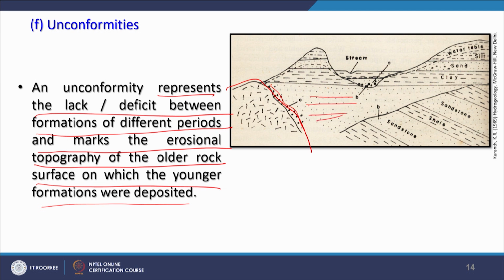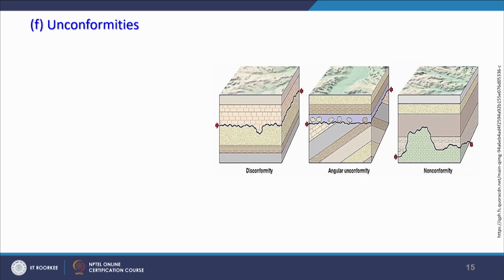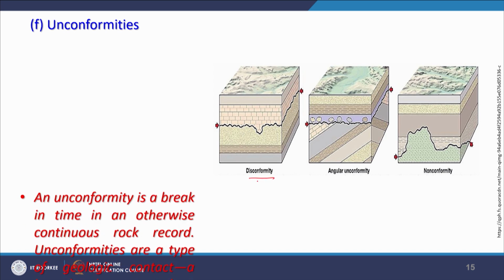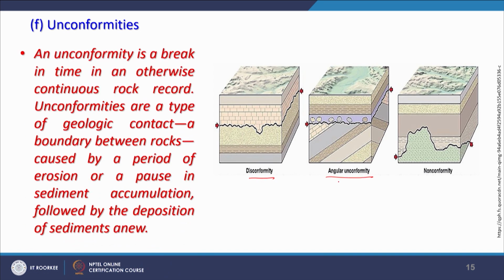So, such kind of unconformities are there, and from the groundwater point of view it is very important, because here you will not get much water, but suddenly in this part you get a lot of water. There are different types of unconformities people have identified. One is called disconformity, another is called angular unconformity, and non-conformity.